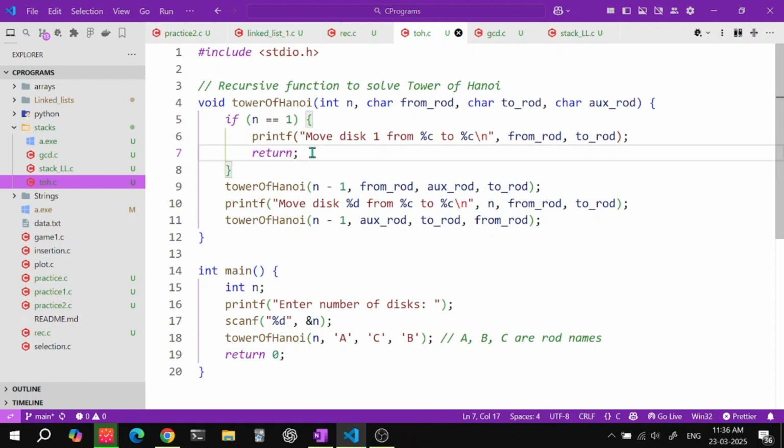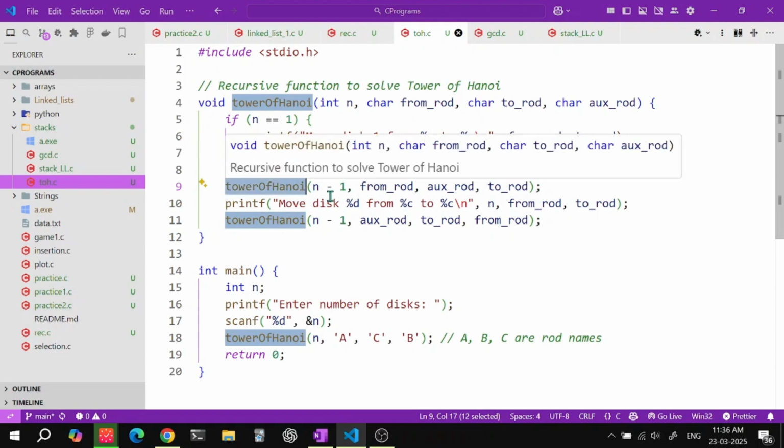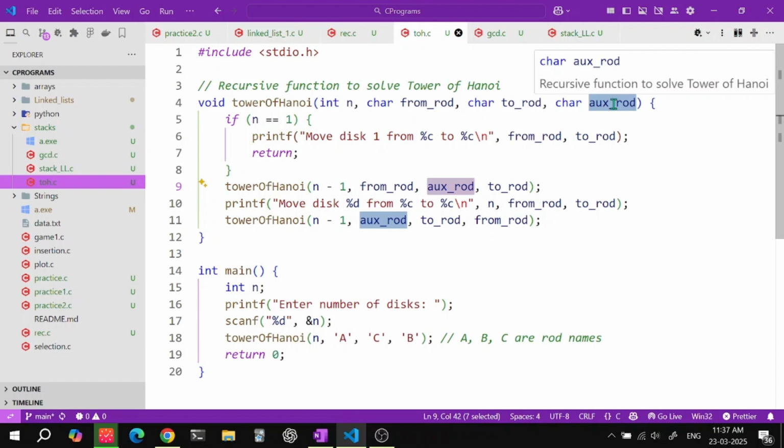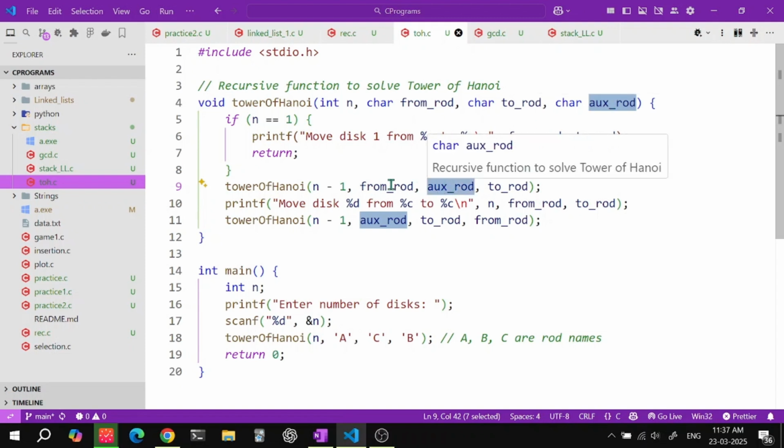I have recently made a video and uploaded it. You can see what the meaning of a recursive function is, a function calling itself again and again, right? Now this Tower of Hanoi function is calling itself again here in line number 9, you can see, but it is calling with one less number than this one, right? And here from rod is from rod only, but the auxiliary rod has changed. You see, the auxiliary rod was here initially. Now we are considering we need to move from rod to auxiliary rod.